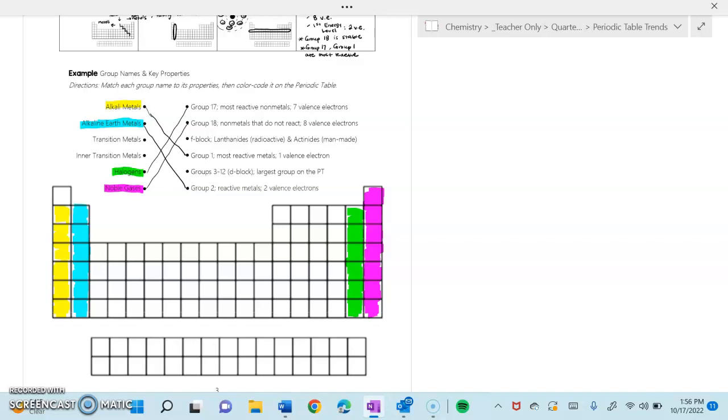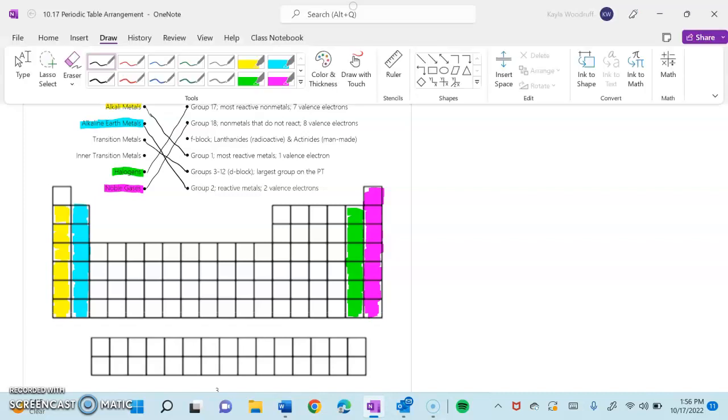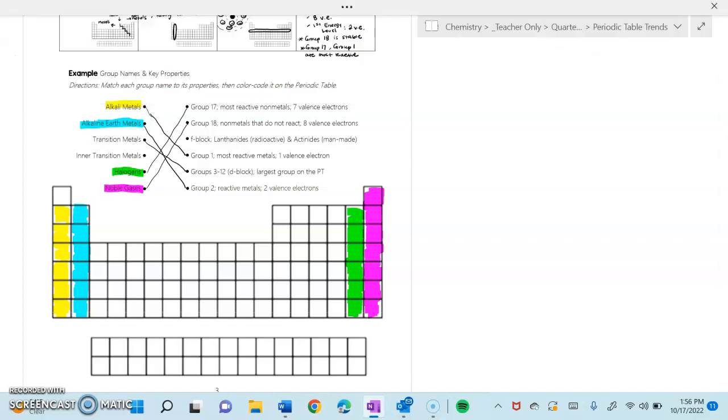The other 2 groups represent the D block and the F block. Now we have names to give them. So the transition metals are all of the metals in that D block. They're the largest group of elements on the periodic table, and I'm going to color those pink. So all of these in the D block are my transition metals.